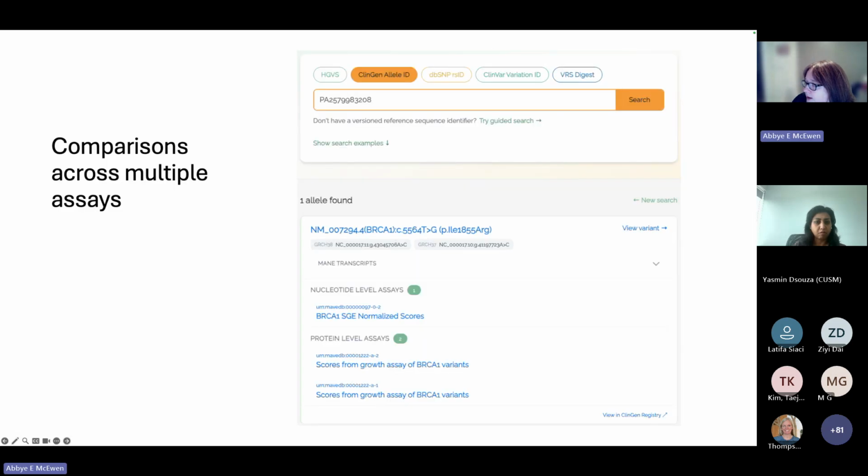All right, the next thing we've implemented is the ability to compare across multiple different assays. If we search for a variant of interest that's in multiple different assays, you can see that multiple assays come up this time. So this particular BRCA1 variant was seen in a saturation genome editing assay, as well as a couple of other assays as well.